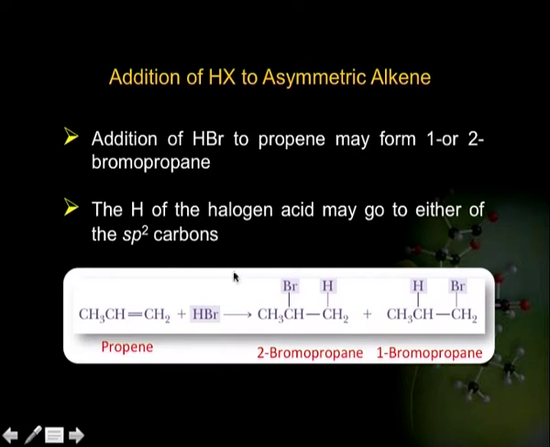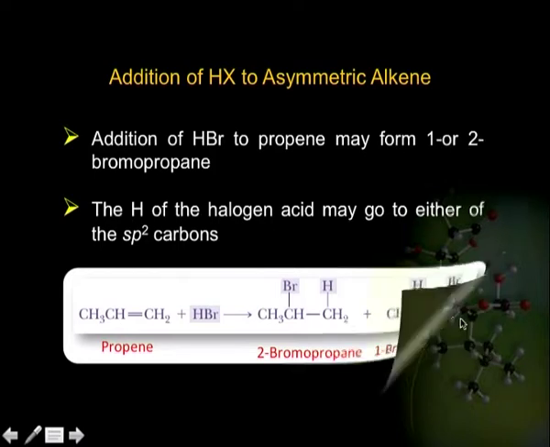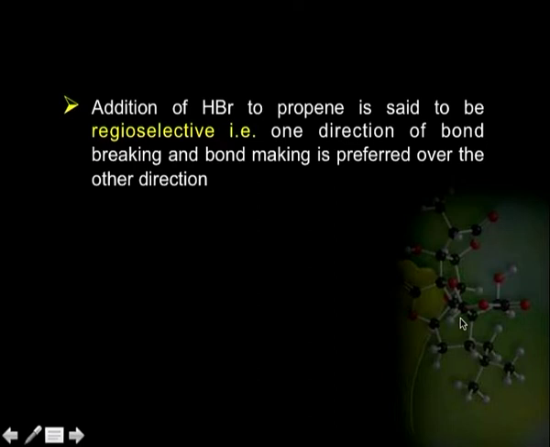The hydrogen of the halogen acid may go to either of the sp2 carbons. These are the two sp2 carbons present in this alkene, and this is the hydrogen bromide. So, one possibility is that 2-bromopropane gets formed, bromine comes to the second carbon, and the other possibility is that bromine goes to the first carbon itself. Addition of HBr to propene is said to be regioselective.